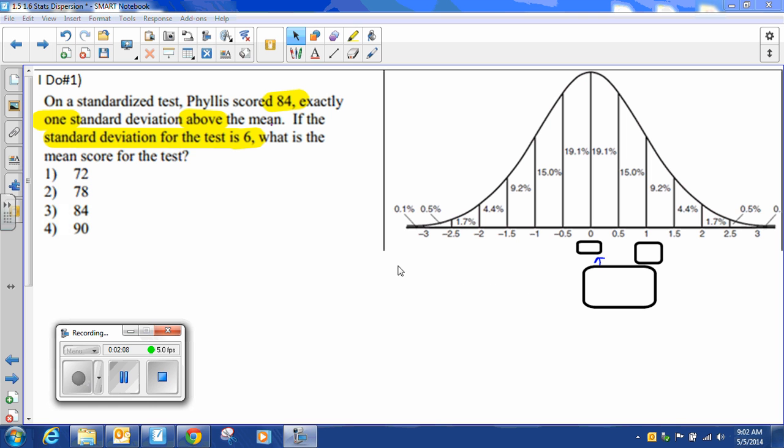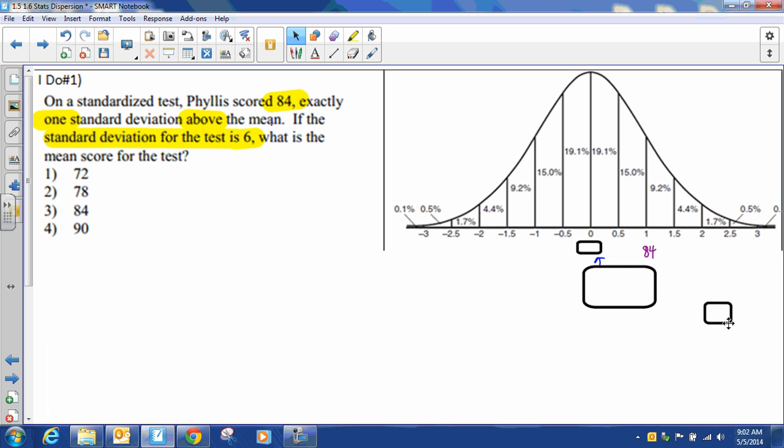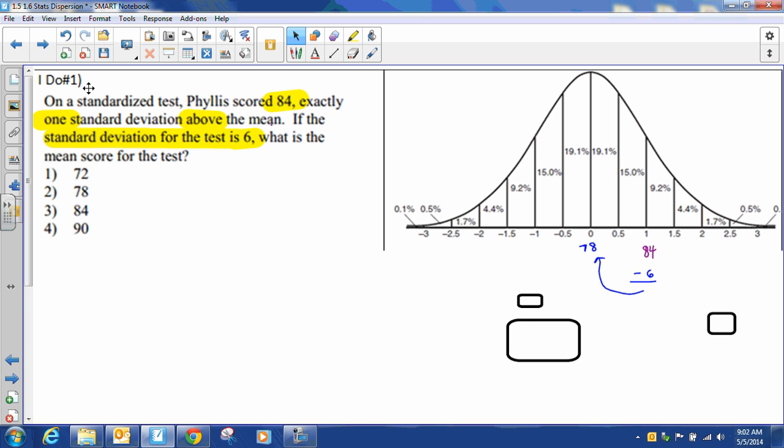Number 1, on a standardized test, Phyllis scored 84, exactly 1 standard deviation above the mean. So we label 84. If the standard deviation for the test is 6, what is the mean score for the test? Well, since we're above, to go back to the mean, we have to subtract 1 standard deviation, which is minus 6. The answer is 78.